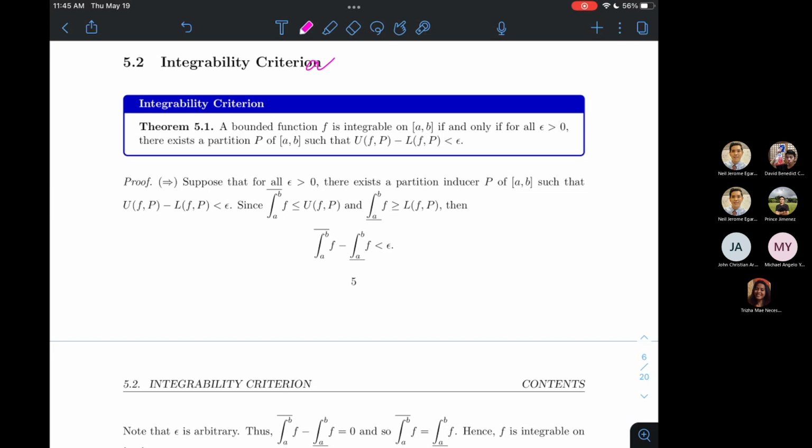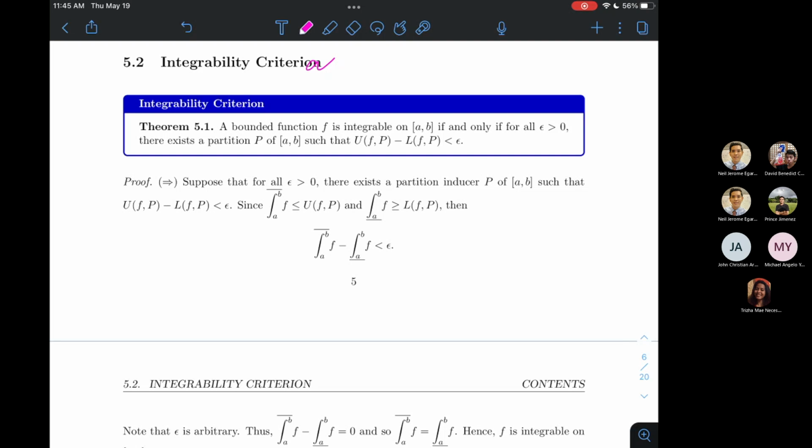Ang isang function ay integrable kapag yung lower at saka upper Riemann integral ay naging equal, meaning the infimum of the upper Riemann sums and the supremum of the lower Riemann sums are equal to each other. And we said that's very difficult because you need to take the infimum and the supremum all throughout all possible partition inducers of the interval under consideration. So it's really quite a work to use the definition in order to show Riemann integrability.